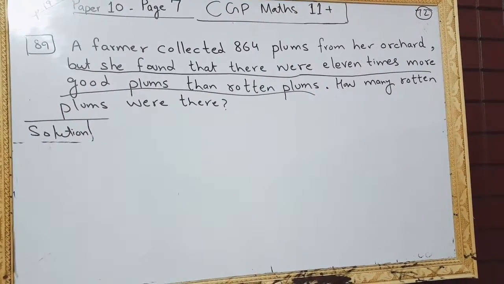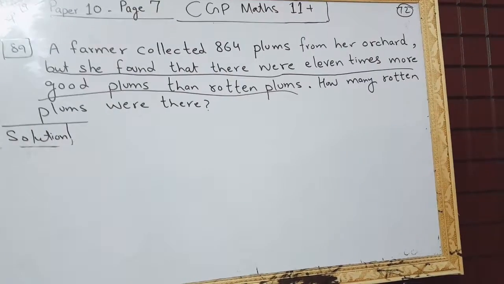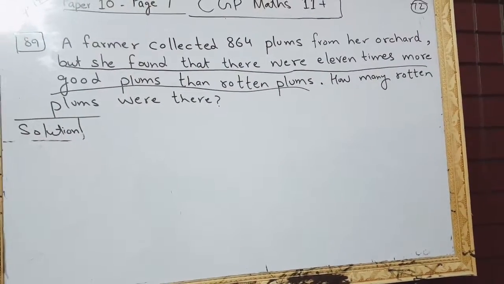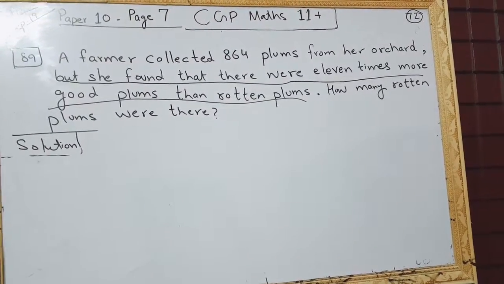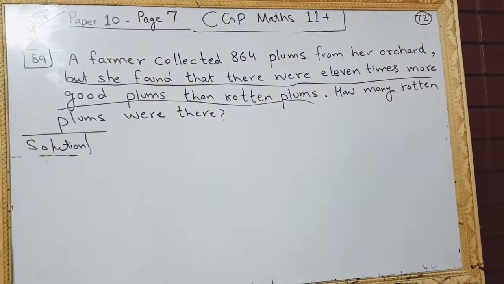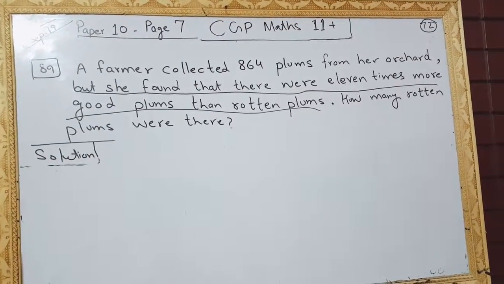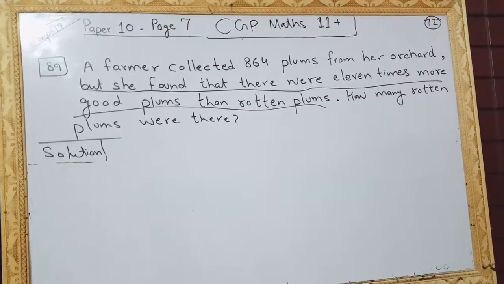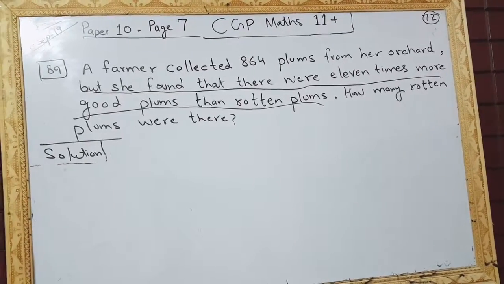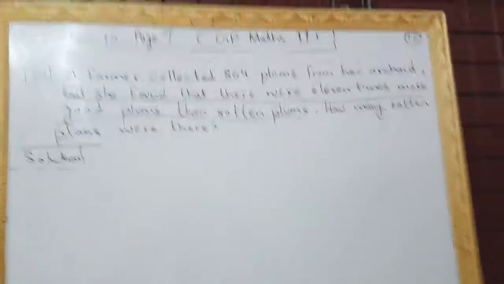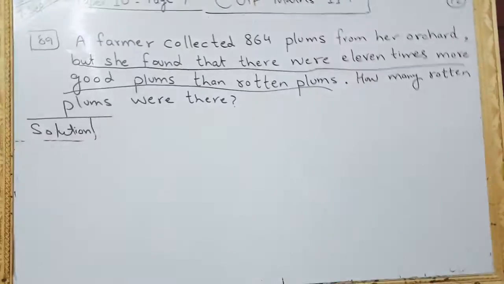She found that there were 11 times more good plums than rotten plums. So the first trick in these types of questions is to put focus on the middle line and then put focus on the last 2 or 3 words of the middle line. You should start your question from those 2 or 3 words. Like here it is written rotten plums at the end of the underlined line. You can see rotten plums here.